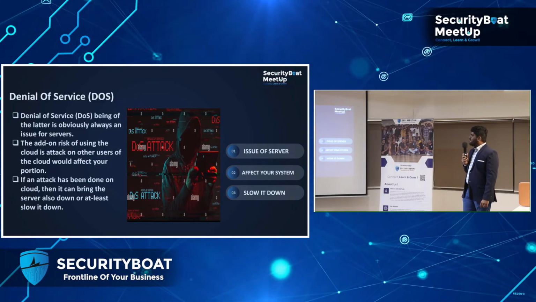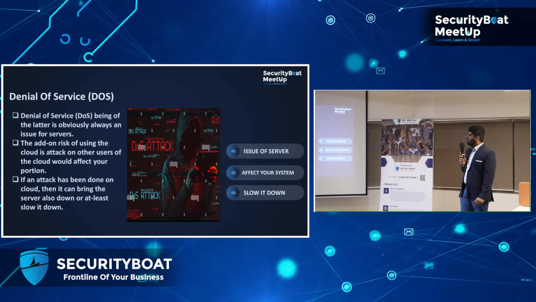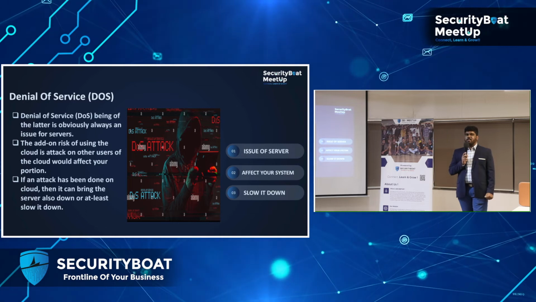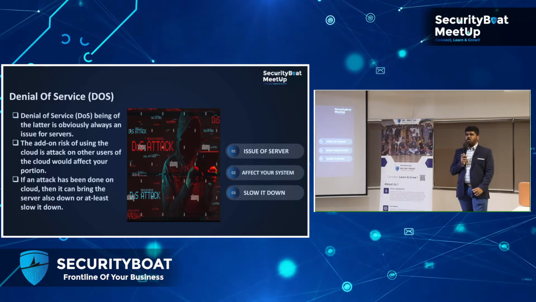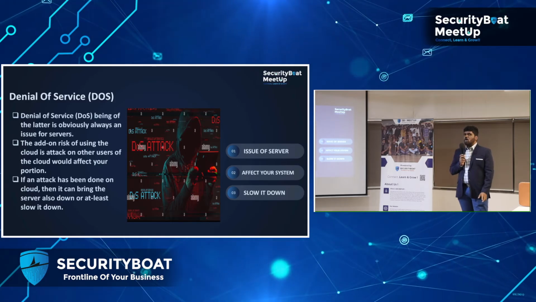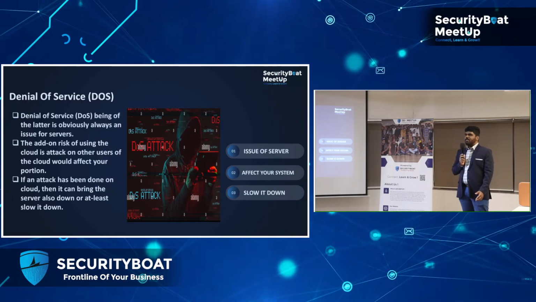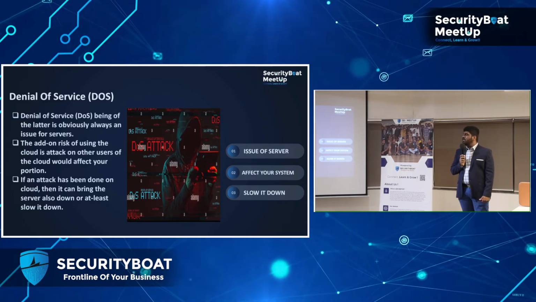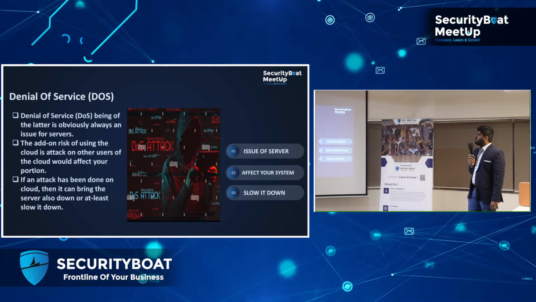So the second point, the added risk of losing the cloud: an attack on other users of the cloud will affect your portion. As I said about EBS, the hard disk partition has been done. Suppose two customers are using the same partition, the same 1 TB, 500 GB each. Customer 1 is using the first 500 GB and customer 2 is using the next 500 GB of the 1 TB space. Suppose the attacker attacks customer 1's 500 GB data, then customer 2's data will also be affected because they are using the same disk; they just make two partitions and use them independently.